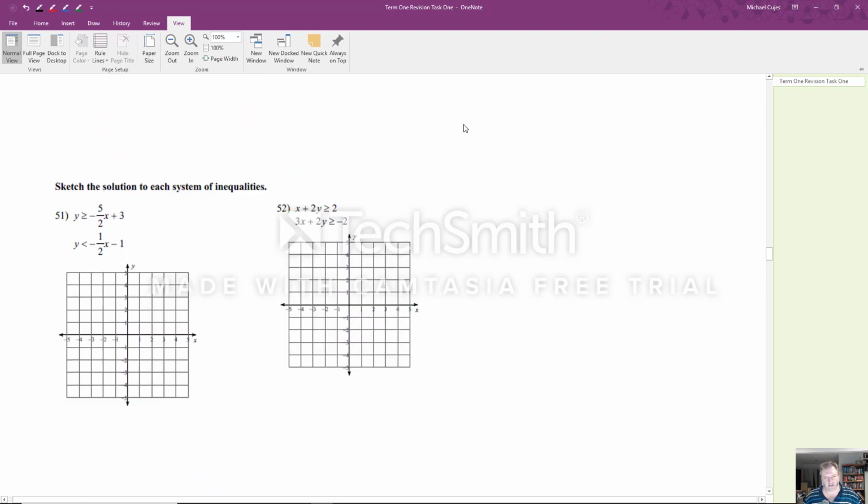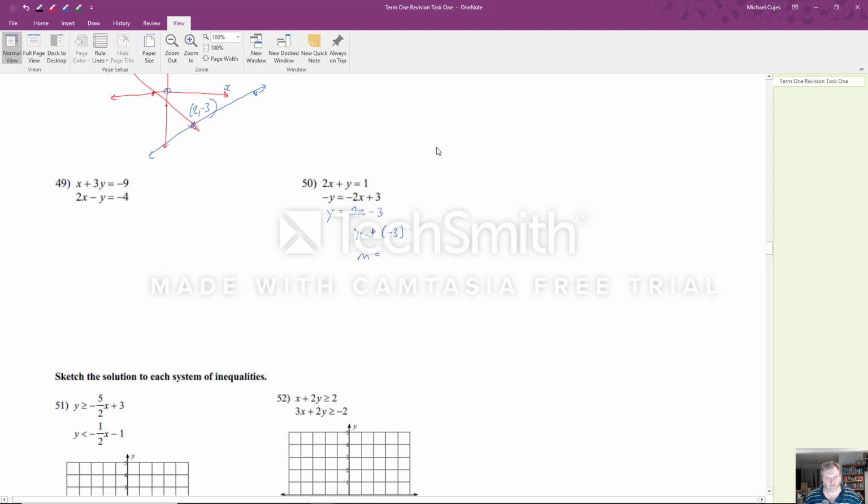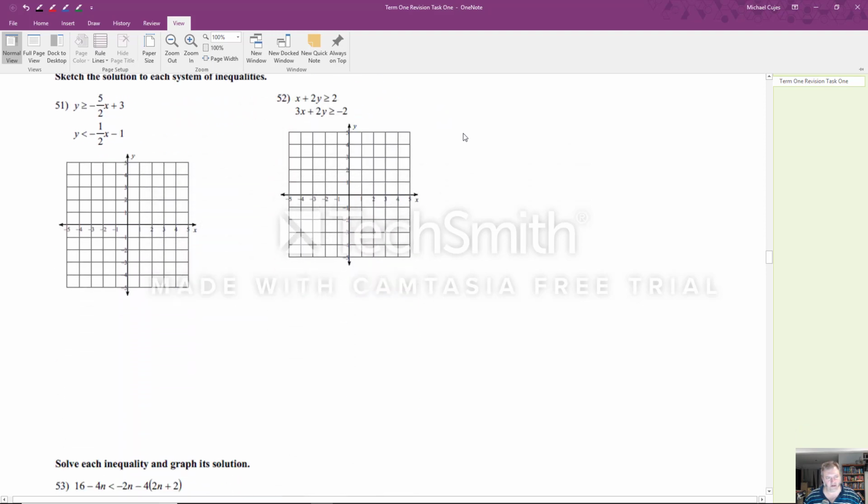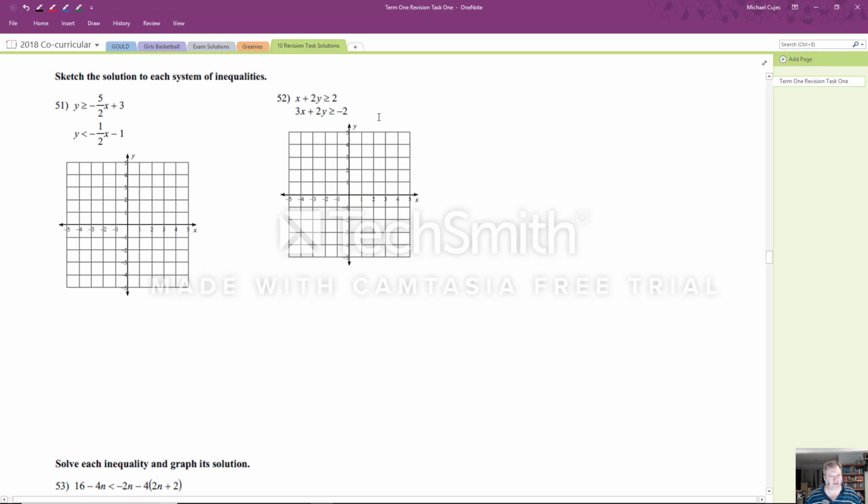Alright, we just finished the last one by just showing how to sketch very quickly and not doing it. These systems of inequalities, I think it's probably worth our while taking a little bit more time over them. So let's see how we go here. So y is greater than or equal to negative 5 over 2x plus 3. Well, we got the y-intercept. That's 3. So let's put that in.